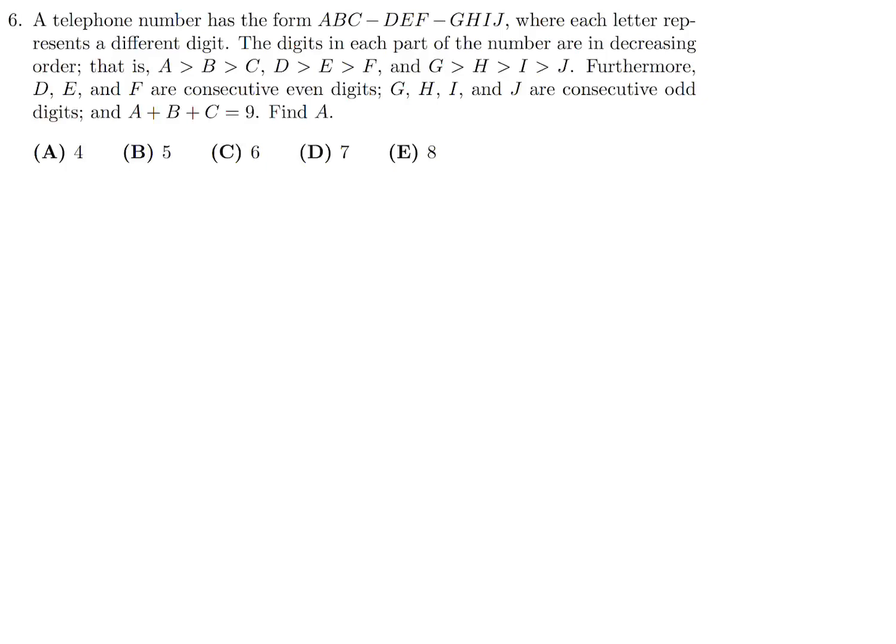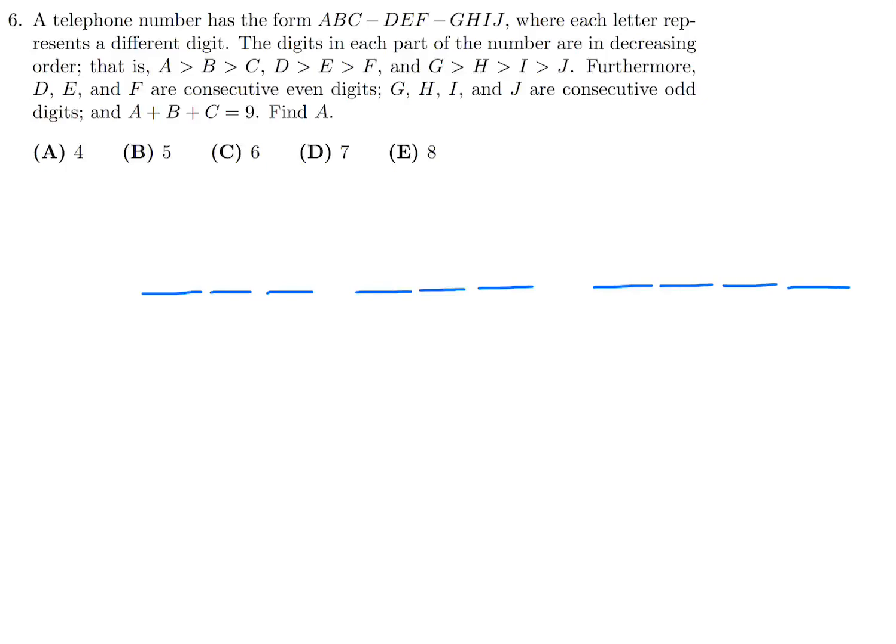A telephone number has the form A, B, C, D, E, F, G, H, I, J, where each letter represents a different digit. The digits in each part of the number are in decreasing order. That is, A is greater than B is greater than C, D is greater than E is greater than F, and G is greater than H is greater than I is greater than J. Furthermore, D, E, F are consecutive even integers, G, H, I, J are consecutive odd integers, and A plus B plus C is equal to 9. Find A. All right. Well, I got tired just reading that question.